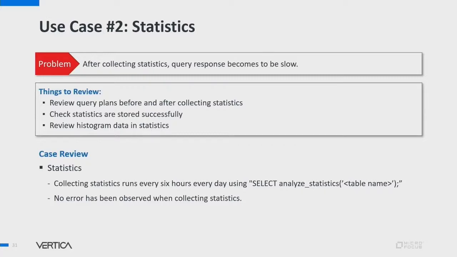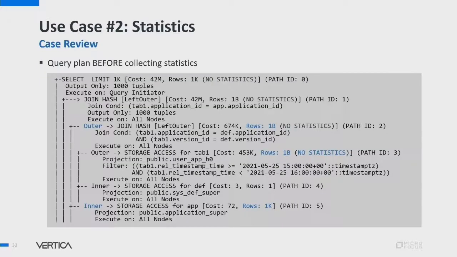Firstly, we check the status of stats. In this case, analyze statistics runs every 6 hours every day without any issue. Let's look at the query plan before collecting stats. As you can see, the query plan shows no statistics when accessing table 1. But we cannot see any other issue. This is true because the customer did not see any slowness.